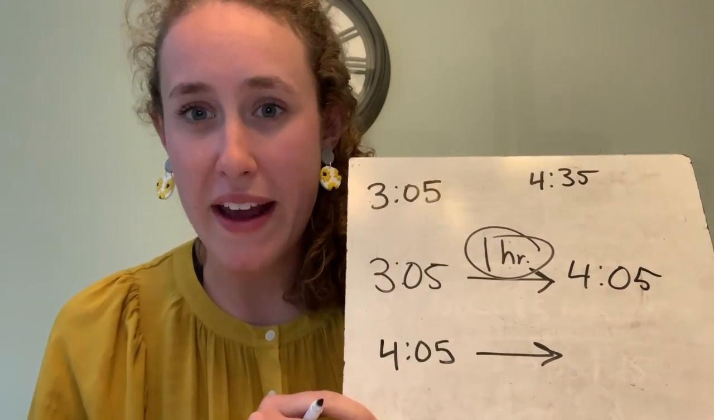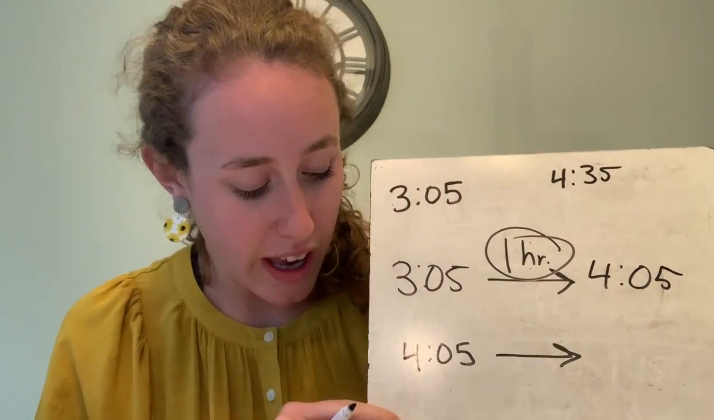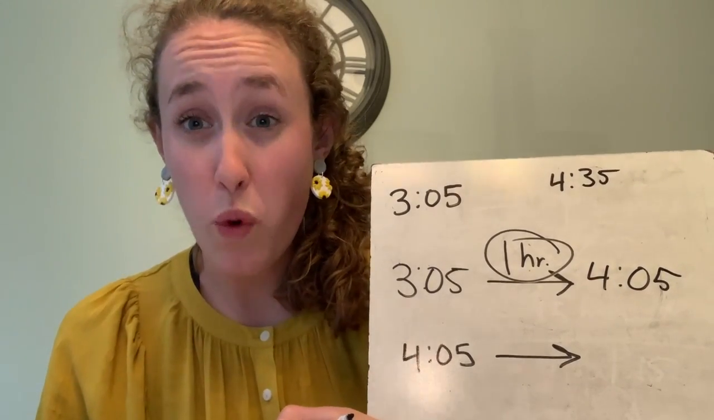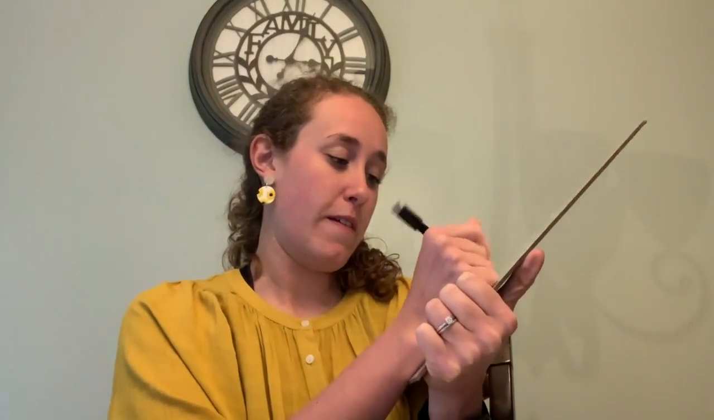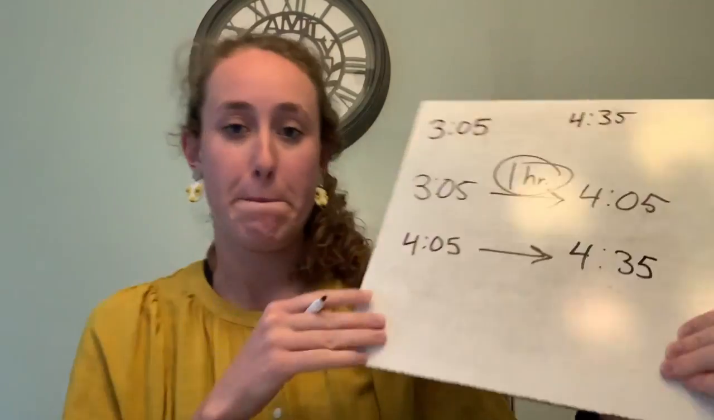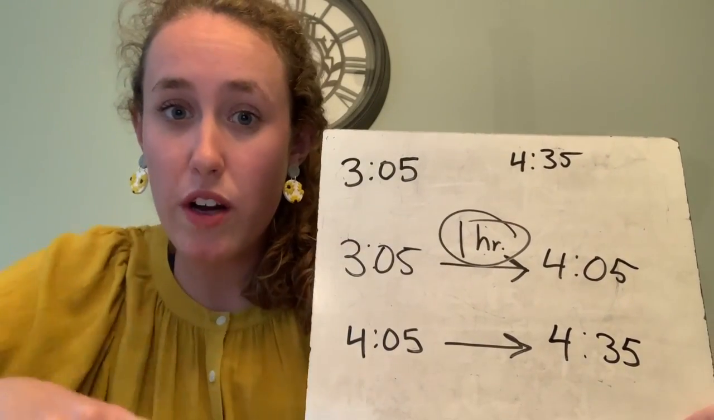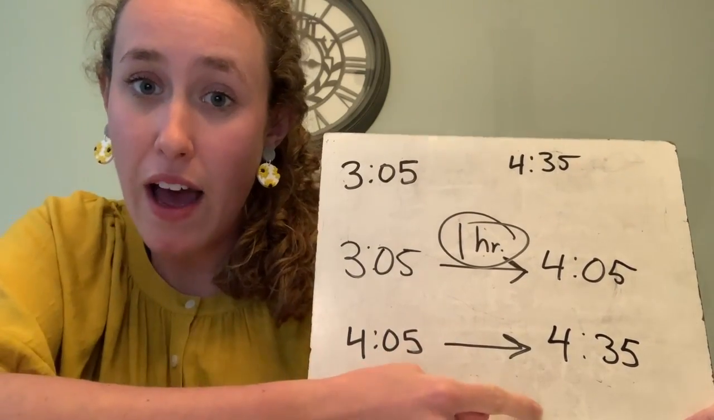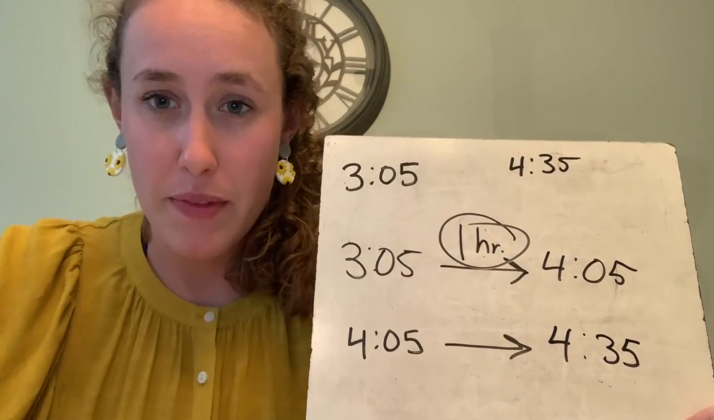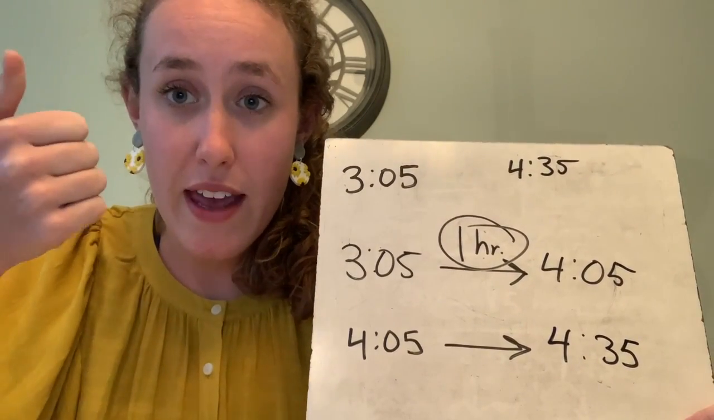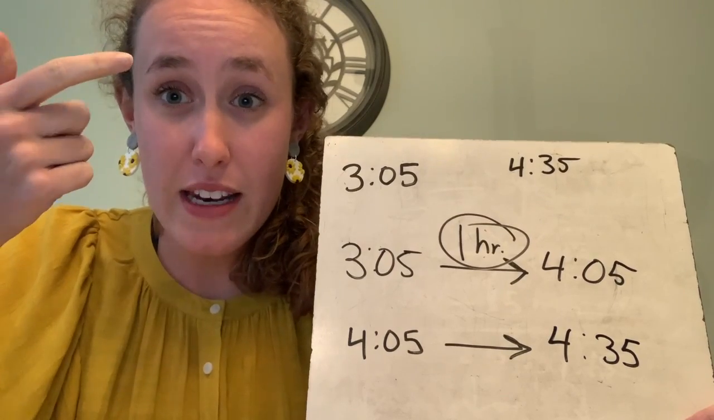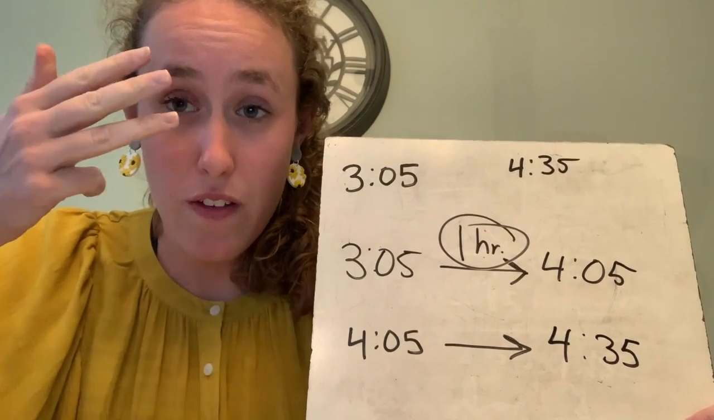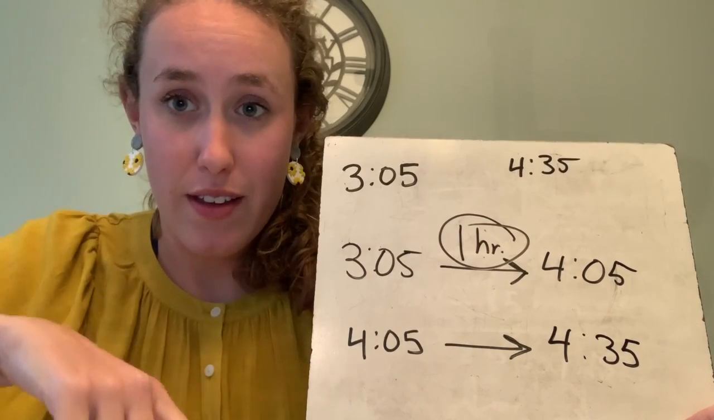Now we're at 4:05. Can we count forward by an hour again? Does it go into the 5 o'clock hour? No, we want to stop at 4:35. All right, what we're going to do now is we are going to skip count by 5s, starting at 4:05 until we stop at 4:35. Count with me. 4:05, 4:10, 4:15, 4:20, 25, 30, 35.